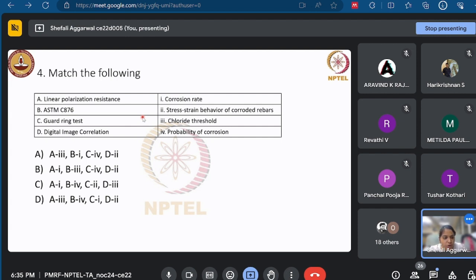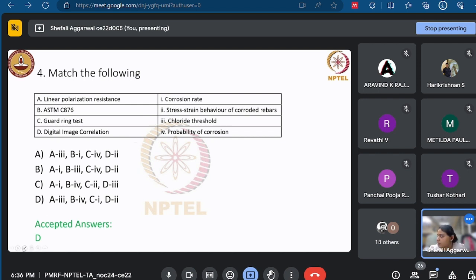About the procedure of all these tests, I think you will study further. Next is the digital image correlation test, DIC. DIC is mostly done to get the stress strain behavior only. You might not have studied these things, so we'll go directly to the answer. The answer is D: LPR to get the chloride threshold value, ASTM to get the probability, the guard ring test for the corrosion rate, and DIC for the stress strain behavior of the corroded rebars.